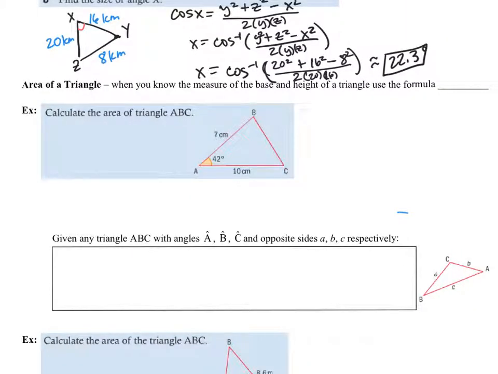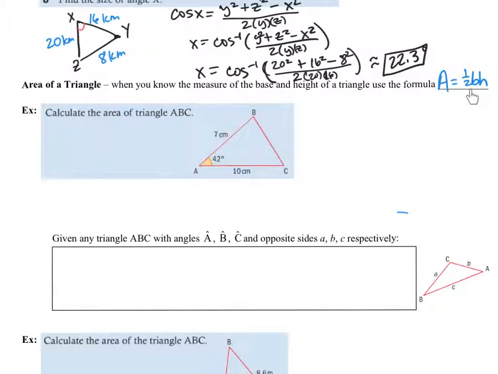So now we're going to take a look at how we can use trigonometry to help us find the area of a triangle. What you are already familiar with is how to find the area of a triangle when you know the measure of the base and the height. When you know that information, you've used this formula for years: area of the triangle equals 1/2 its base times its height. So let's see if we can use that formula to calculate the area of this triangle ABC.